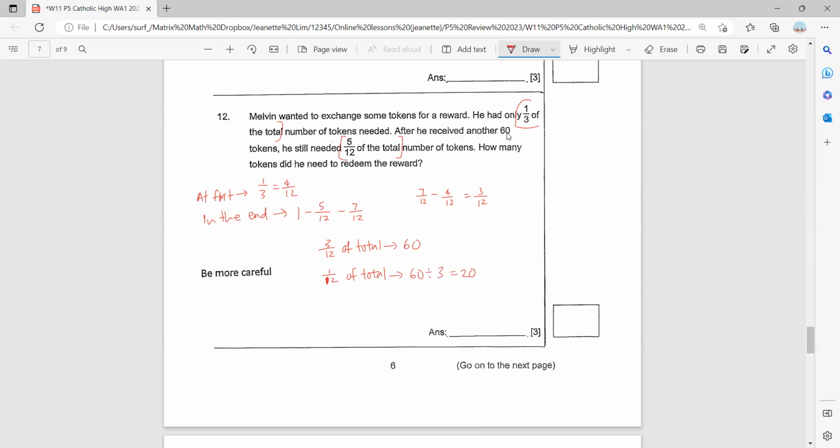So how many tokens did he need to redeem the reward? You are supposed to find the total that he needs, which is 12/12. They're not asking how many more tokens, but how many tokens he needs, so the total.